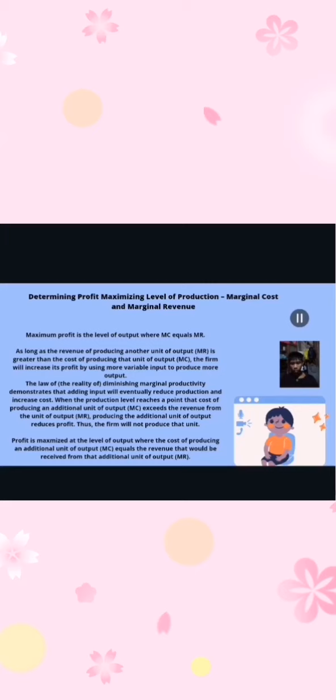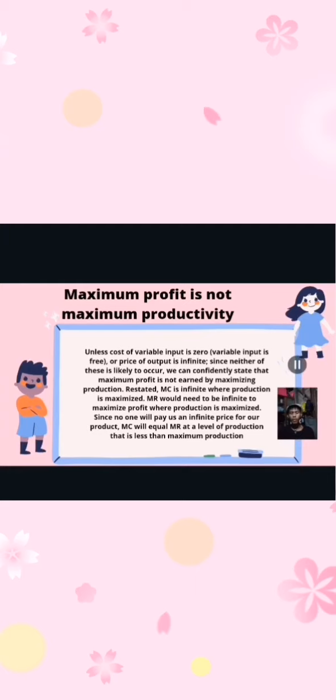The law of diminishing marginal productivity demonstrates that maximum profit is not maximum productivity, unless the cost of variable input is zero, the variable input is free, or the price of output is infinite. Since neither of these is likely to occur, we can confidently state that maximum profit is not earned by maximizing production.